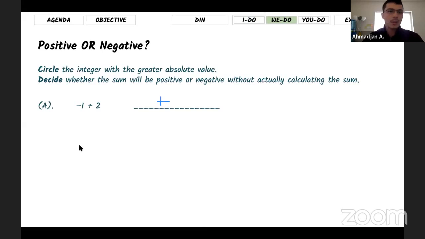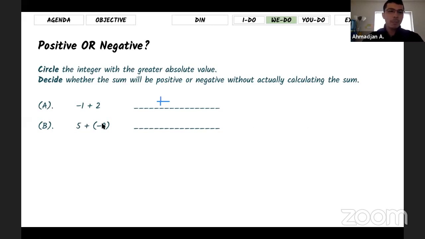Thank you. Yes, it is positive. So the second one is 5 and negative 9. Do you think the result is positive or negative? I'm going to give you 5 seconds. 5, 4, 3, 2, 1. Yay! I have a bunch of answers.